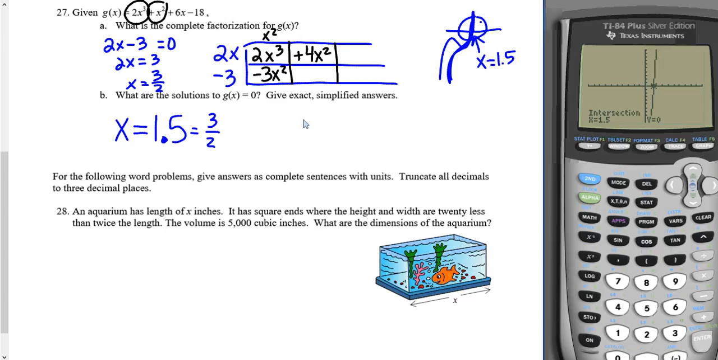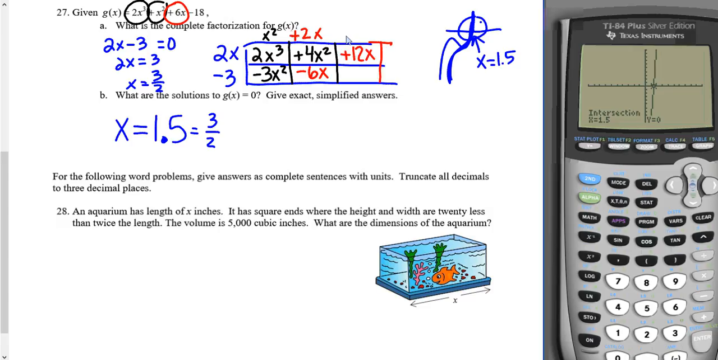Now on top, what times 2x gives me 4x squared? +2x times 2x gives me 4x squared. On the bottom, 2x times -3 is -6x. I'm supposed to have +6x. So I have to do +12x.